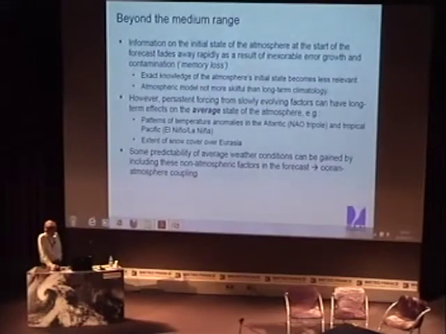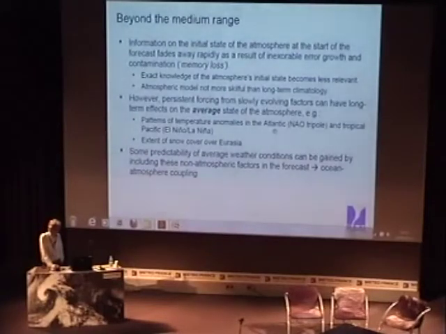And if you have an atmospheric model and you let it go like that for a few weeks, it will not produce forecasts that are more skillful than just using climatology. However, there are some persistent forcings that can actually direct or push your forecast in some directions. For example, patterns of temperature anomalies in the Atlantic. Everyone has heard of the NAO here, I guess. And tropical Pacific, El Niño, La Niña. The extent of snow cover over Eurasia.